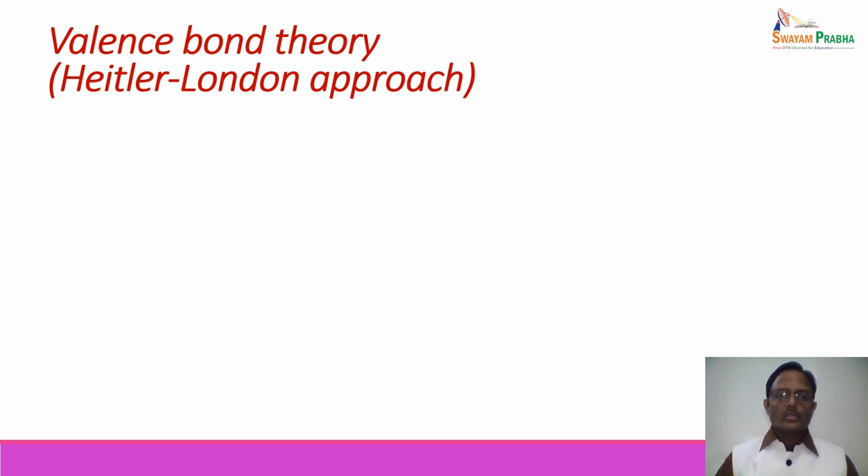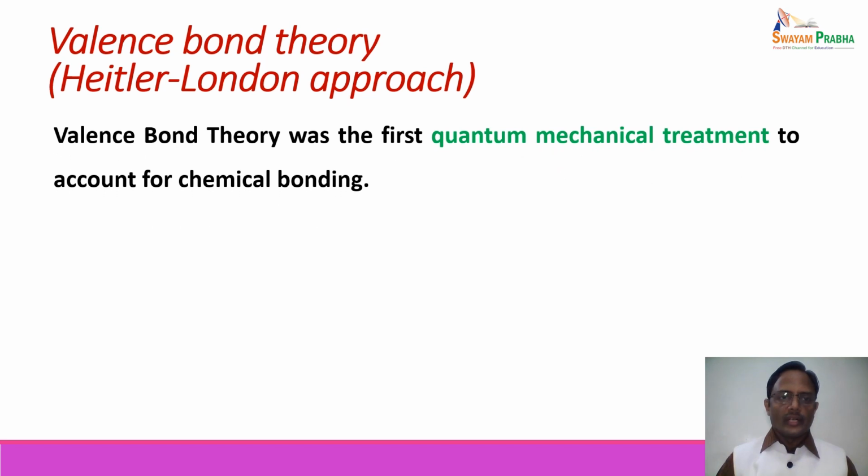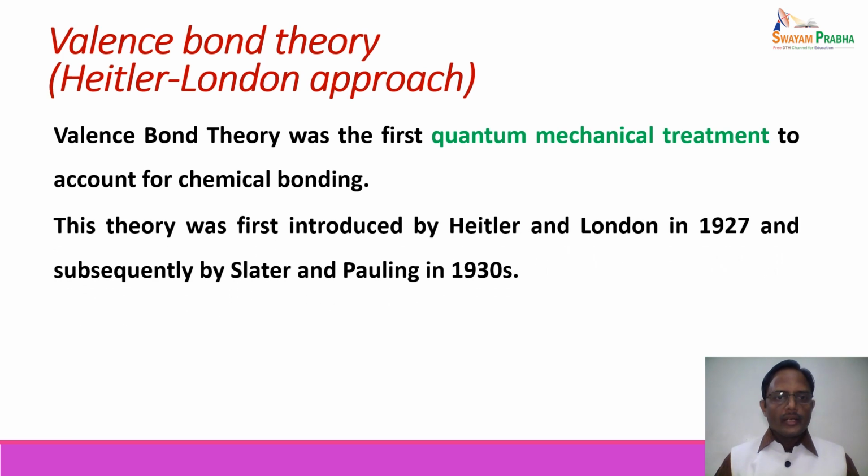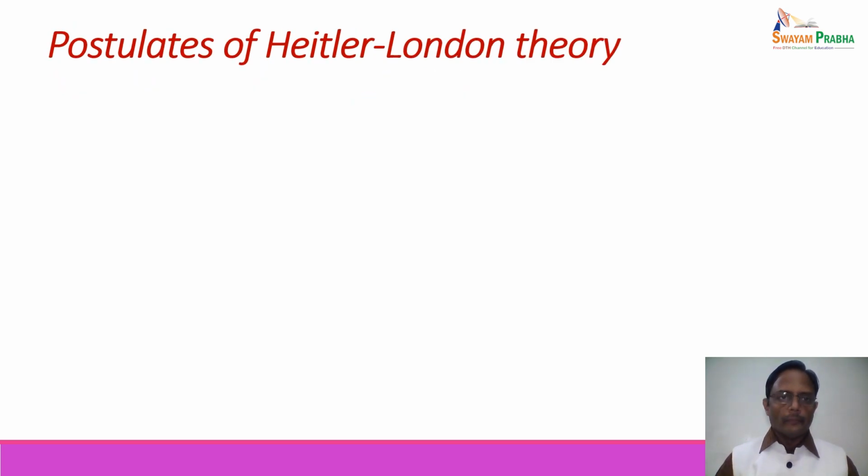Every theory is based on certain postulates. So let us see what are the postulates of valence bond theory. Valence bond theory was the first quantum mechanical treatment to account for chemical bonding. Heitler and London applied the quantum mechanical concept to bond formation, and this theory was first introduced by Heitler-London in 1927 and subsequently by Pauling and Slater in 1930.